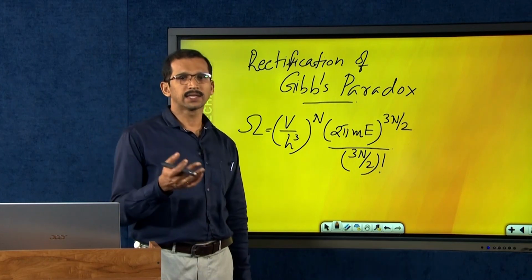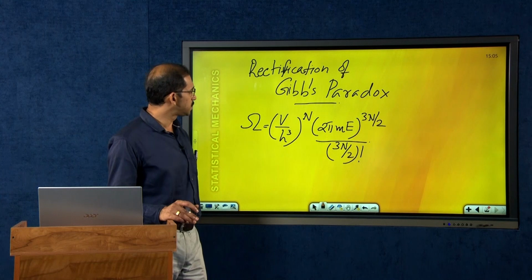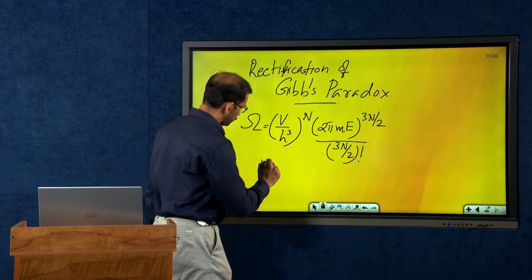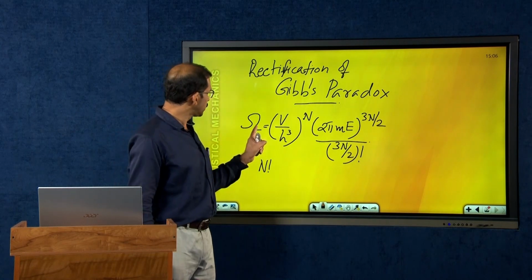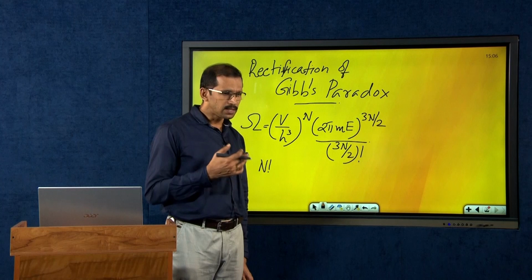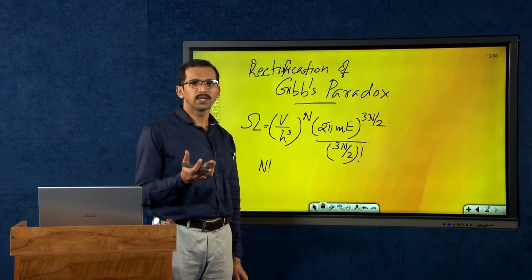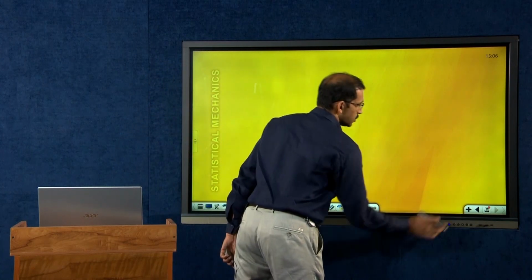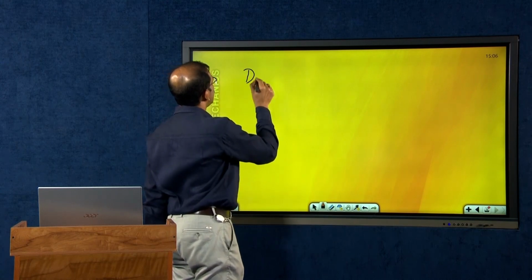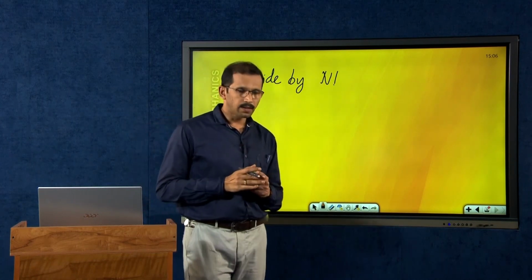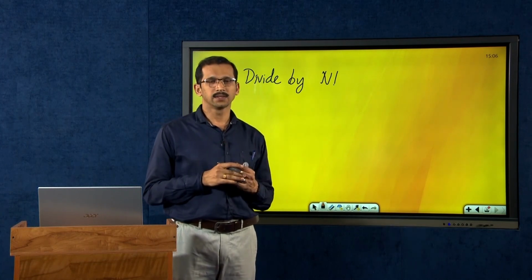Now, what could be the correction which we could apply for solving this Gibbs paradox? One of the suggestions which we could make is that we could divide it by n factorial. So, our plan is to divide this expression for omega by n factorial. Now, the question is, what is the logic which leads us to think that a division by n factorial could solve this Gibbs paradox?